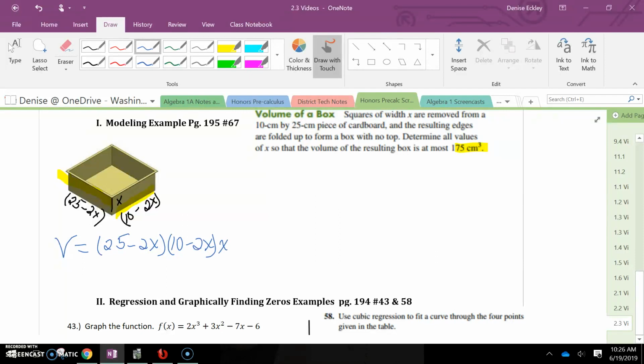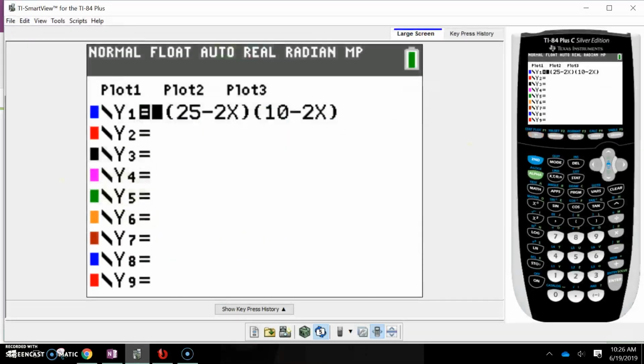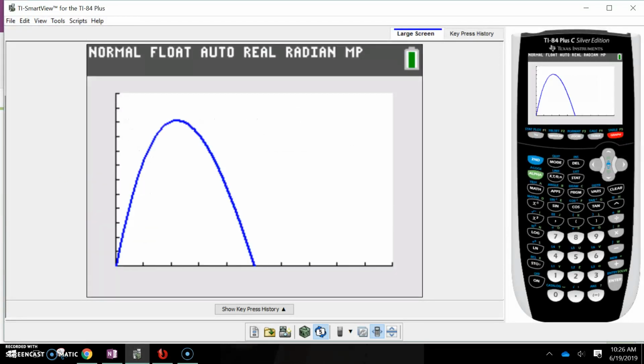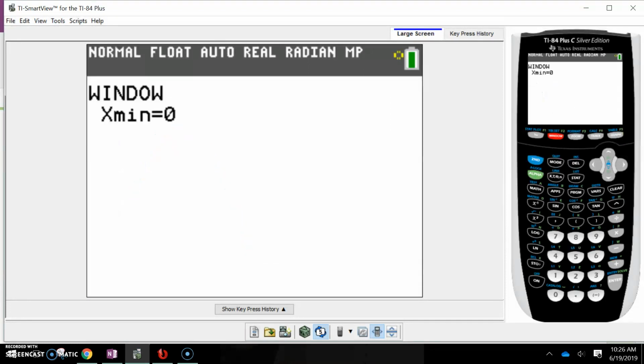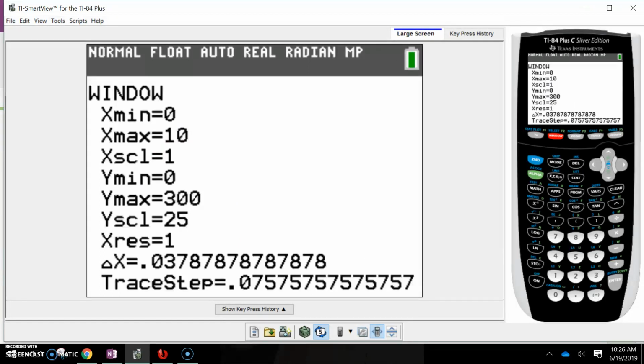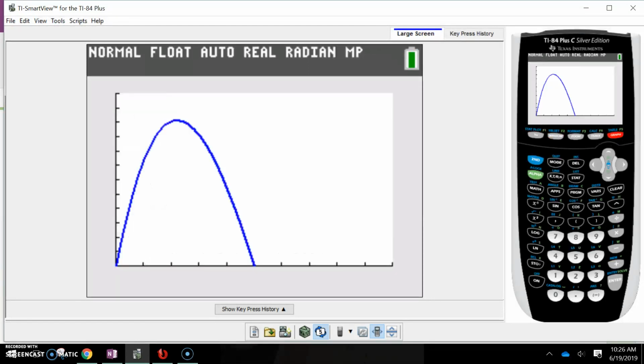So what I'm going to do is put that in the calculator, and what I want is for this to be less than or equal to 175 cubic centimeters, because that's the at most part. So going to my calculator, I've entered in this equation. There's the volume of my box, and I adjusted my window so that I could see the entire parabola part of the graph. You'll see that I went from 0 to 10 on my x's and 0 to 300 on my y's, and I took a little guessing and checking to make sure it was all there.